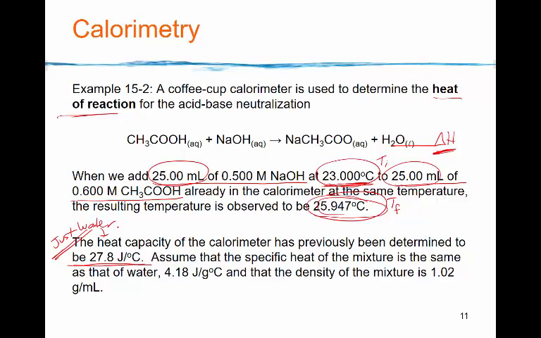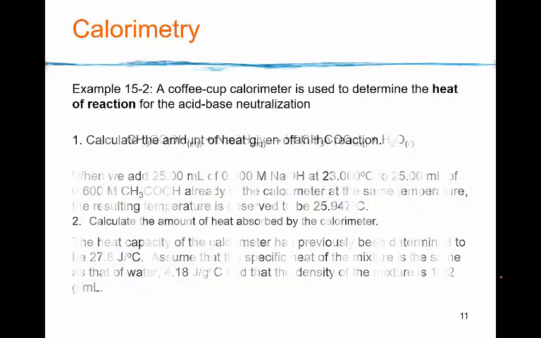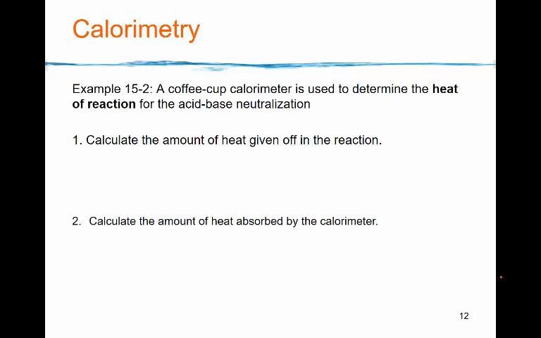All right, so they've already done that for you, so you don't have to do that first step that we did. Then you assume that the specific heat of the mixture, because it's dilute, is going to be the same as water, 4.18 or 4.184 joules per gram degree C, whichever one you want to use. And they're also giving us density, that the density of this material is 1.02 grams per milliliter. So that must be important sometime later, right?